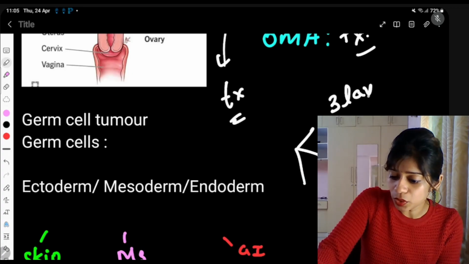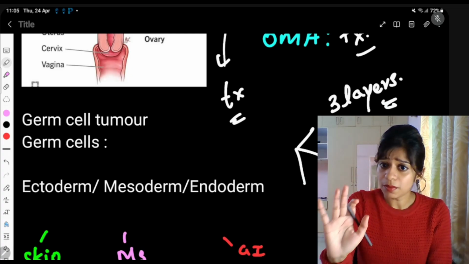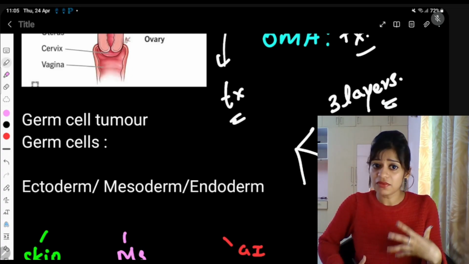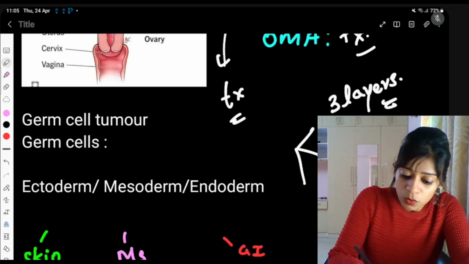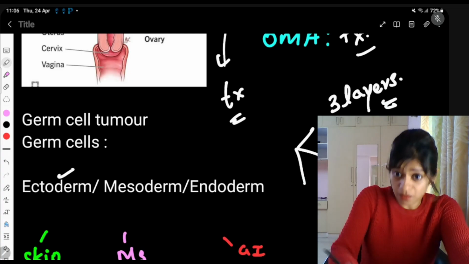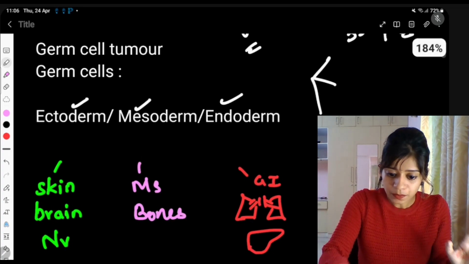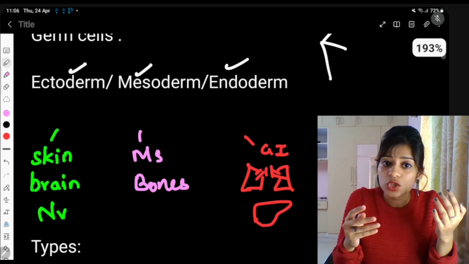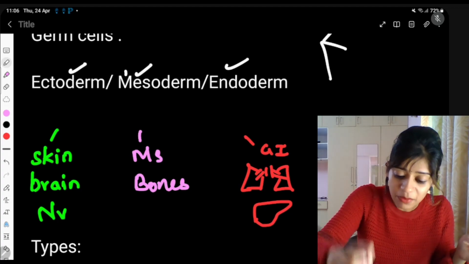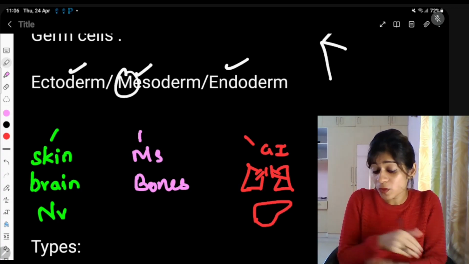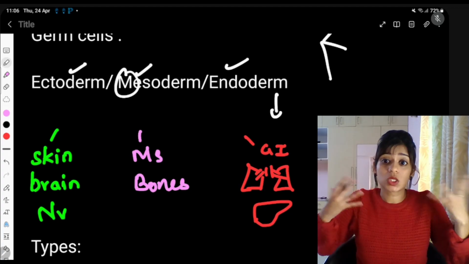When we learn embryology, I think I put up a class in embryology as well describing all these. As of now, remember that all parts of the body are derived from 3 layers. I'm talking about the development part. We have ectoderm, mesoderm, and endoderm. The ectoderm layer gives rise to skin, brain, nerves. The mesoderm layer, M for M, gives rise to muscles and bones, and the endoderm layer gives rise to the GI tract, the lungs, and the liver.